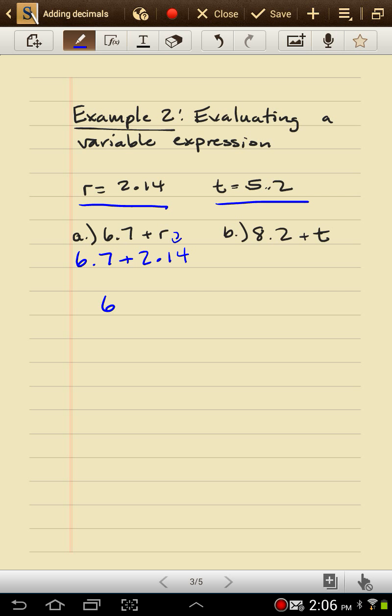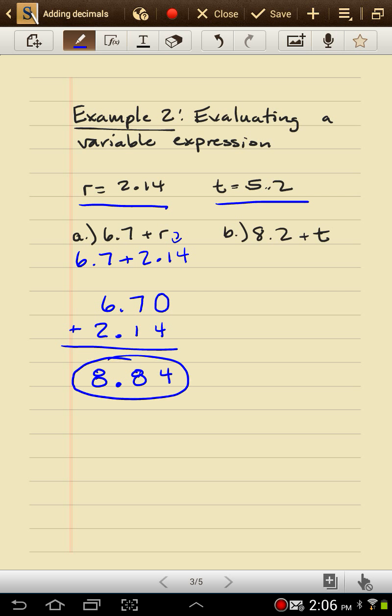Now I can do my problem. I put 6.7, 2.14. Got to put a 0 up here because there wasn't one. Add them together and I get 4. 7 plus 1 is 8. Decimal point moves down. 6 plus 2 is 8. I get 8.84. And I am done.